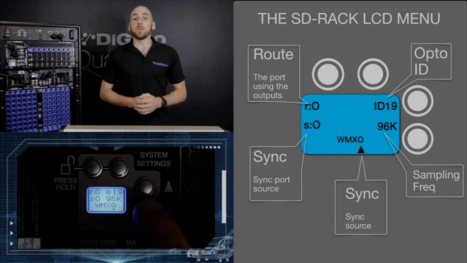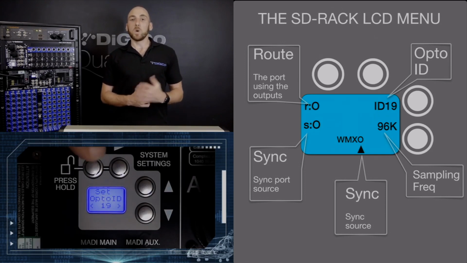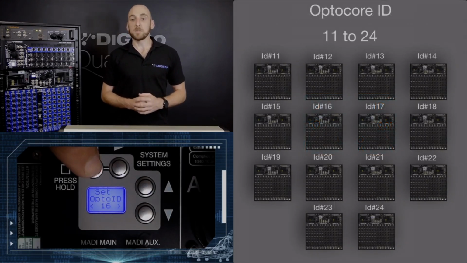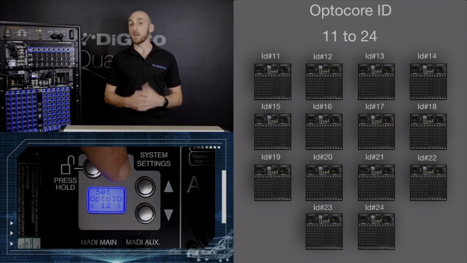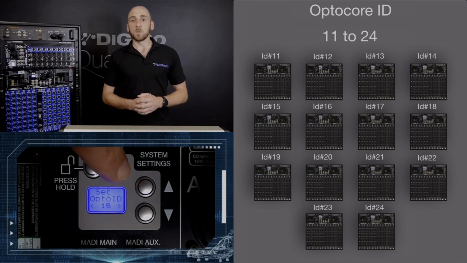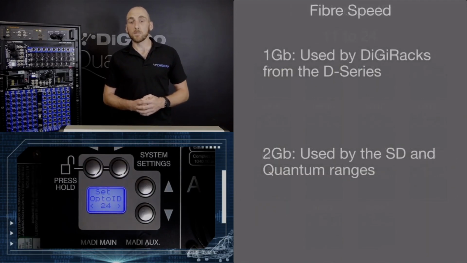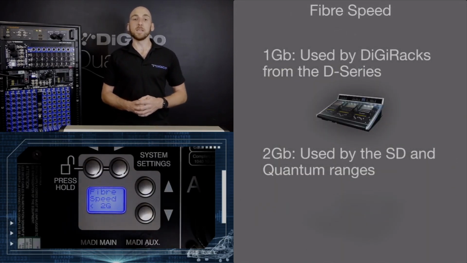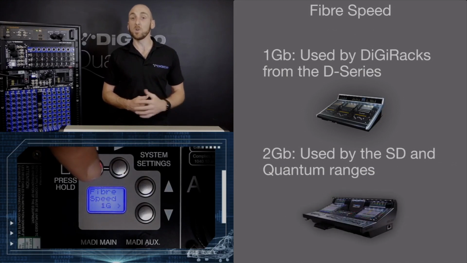The next two menus will allow adjustment of the Optical ID of the rack and the fiber speed of the optics. We have seen the setting of the Optical ID. Keep it within the realms of the setup theory we have covered. Up on screen you'll see the 14 IDs available. The default fiber speed is 2 GB. 1 GB was used in the old D series consoles, so make sure you're always set to 2 GB.